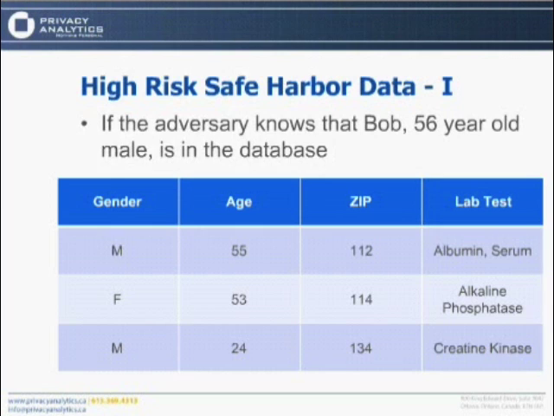If I know that Bob is in the database, then I know that Bob is 55, not 56. Then I know that the first record belongs to Bob. And this is a Safe Harbor compliant database, and it meets all the requirements for the 18 elements, but because I know Bob is in the database, then I automatically know that record number 1 is him, and then I learn the lab tests and potentially other fields in the database that belong to Bob.